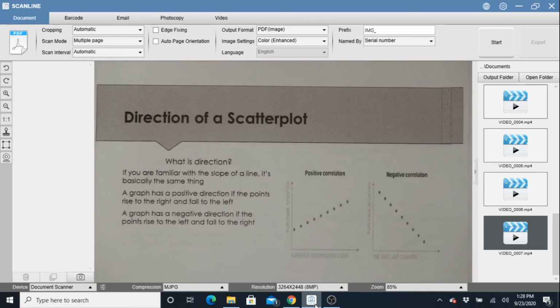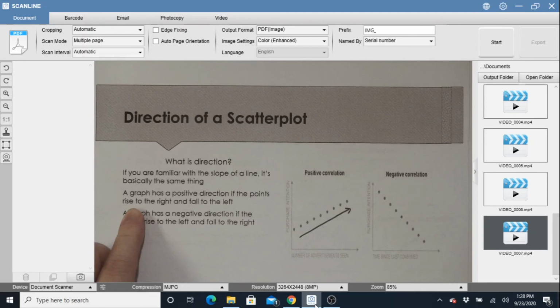Direction. If you're familiar with how a line works, with the slope of the line and the y-intercept of the line, basically the y equals mx plus b form of the line, it's the same thing. We know that if a slope is positive, it's going to go up to the right, and if the slope is negative, it's going to go down to the right. Well, a graph has a positive direction if the points rise to the right and fall to the left. So we're rising to the right, falling to the left. This is basically a positive slope.